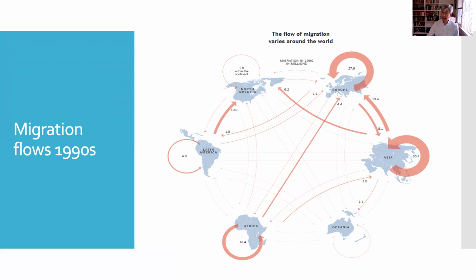So particular areas of the world tend to be sending, again, mostly Asia, but also Latin America. And we think of Latin America in the 19th century as a receiving society. Well, by the late 20th century and into the 21st century, it's now a sending society.